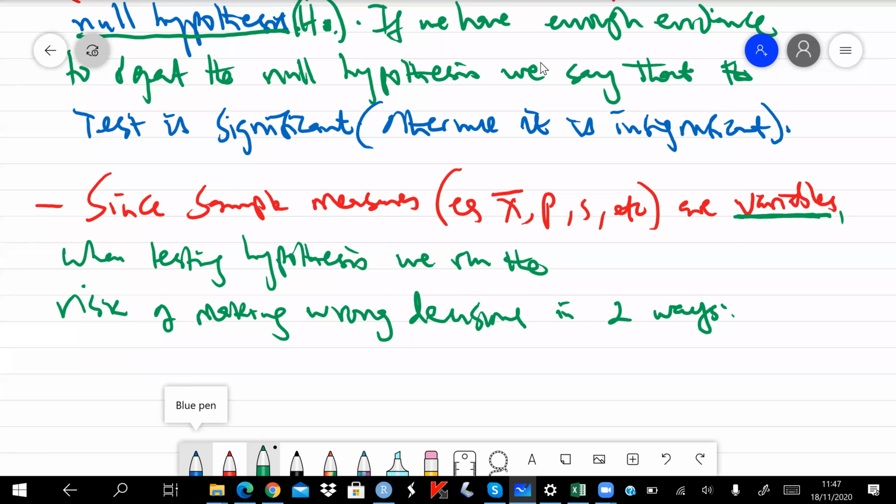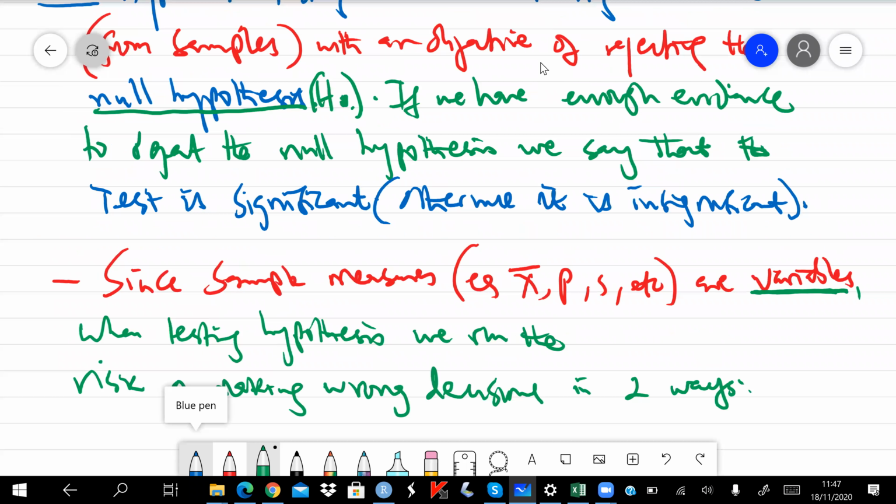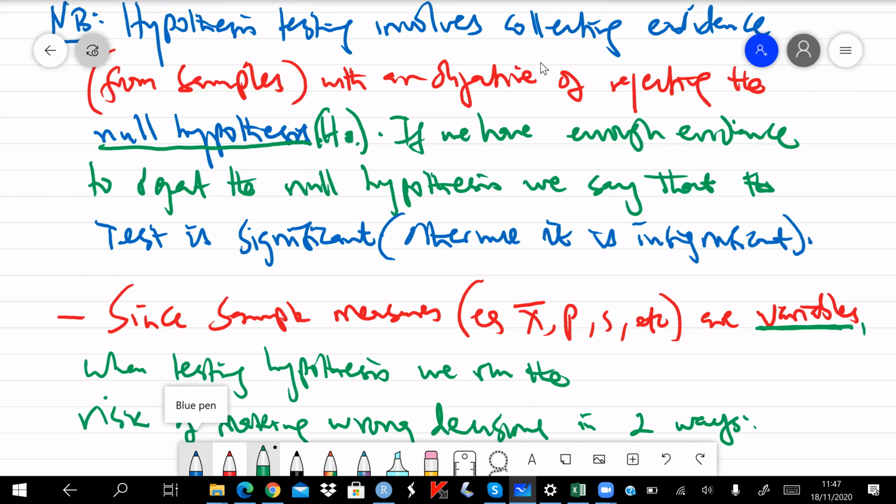Okay. And just as I've mentioned up there, hypothesis testing revolves around the null hypothesis, H naught. This being a claim or a guessed statement, the fact of the matter is that it is either true or false. So H naught in reality is either true or false. But now we collect evidence from samples to reject that statement, or we fail to reject that statement.